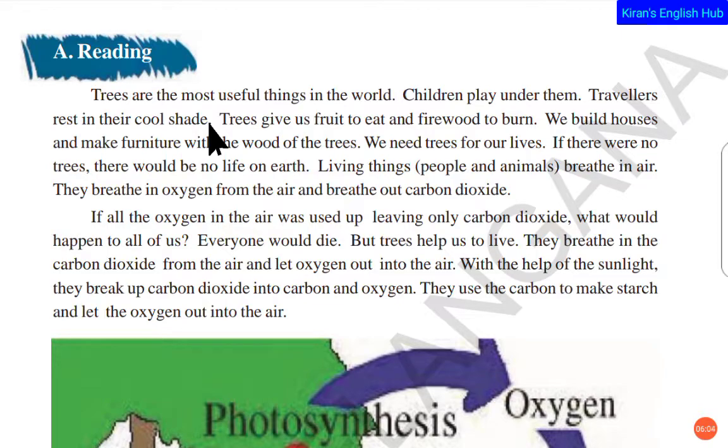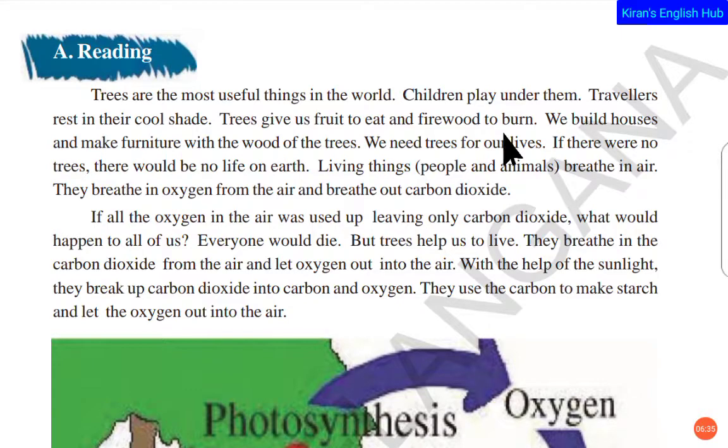We know that those who travel from one place to another prefer to rest under the trees, rather than to rest under some rock structures like that. So trees give us fruits to eat and firewood to burn. All the fruits that we get are from trees only. And trees also give firewood. What do you mean by firewood? Firewood is the wood that we use to make the fire.